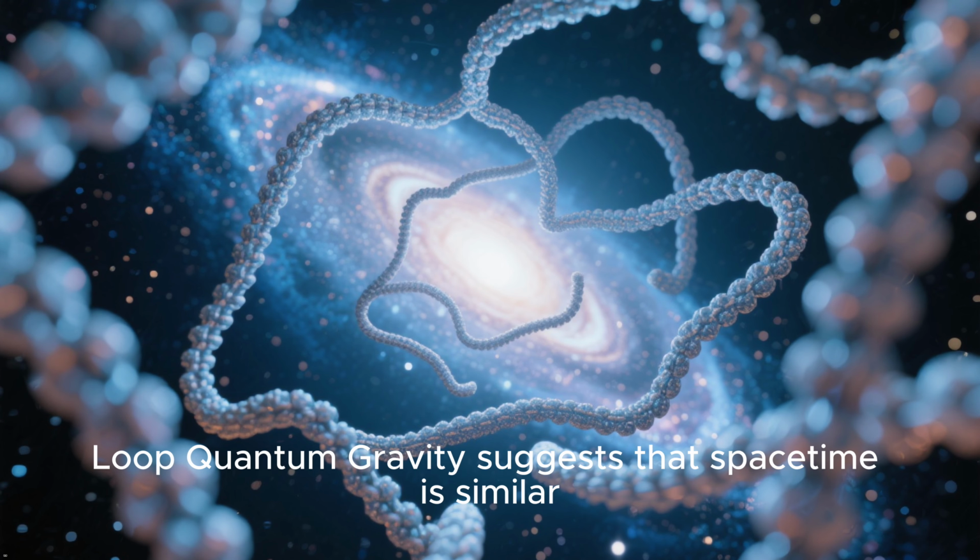If you could zoom in to the smallest possible scale, known as the Planck length, a scale trillions of times smaller than an atom, you would see that space-time is made of a network of interconnected loops. These loops form what physicists call a spin network.